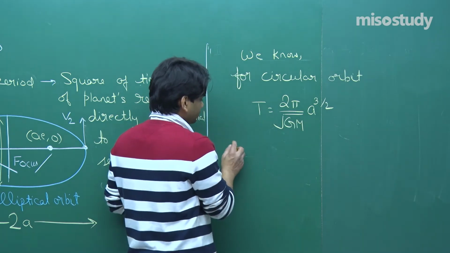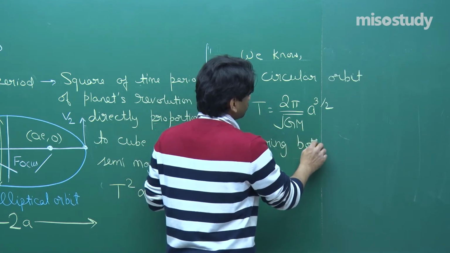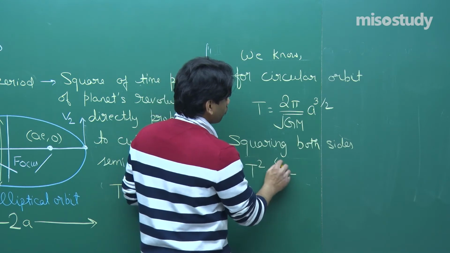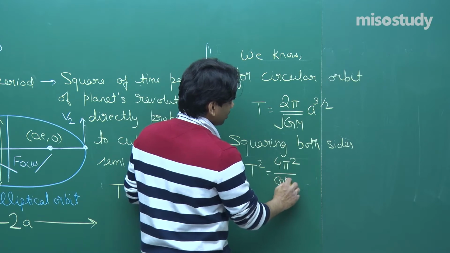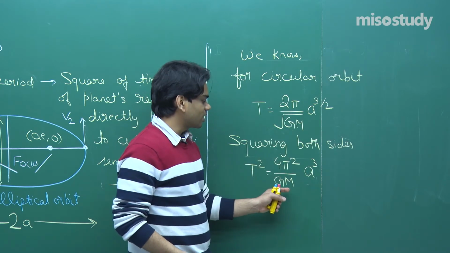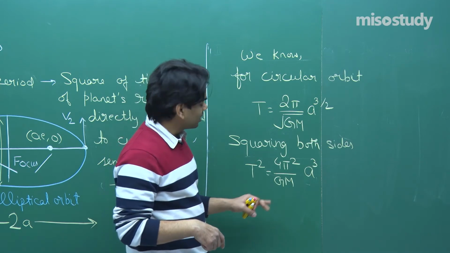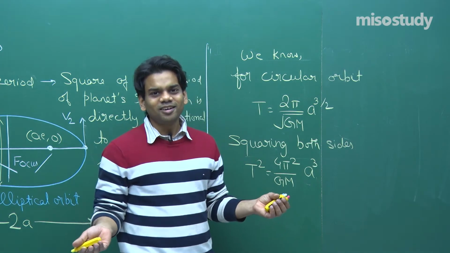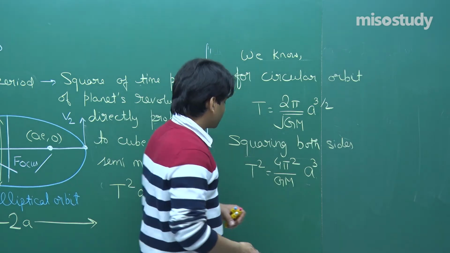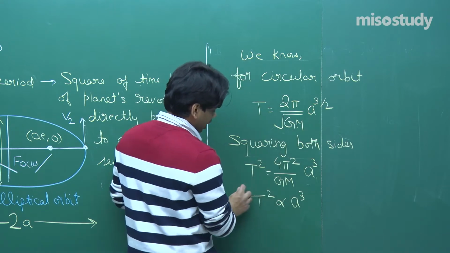Now if I square both sides, what am I going to get? I will get T square equal to 4π square by GM times a to the power 3/2 whole squared, so you get a cube. Here 4π is a constant, G is a constant, and M is the mass of the Sun here, don't refer to it as the mass of the Earth. We derived it for the Earth and satellite system, but the same thing can be done taking the Sun at the center and the Earth revolving all around the Sun. So we obtain T square is proportional to a cube.